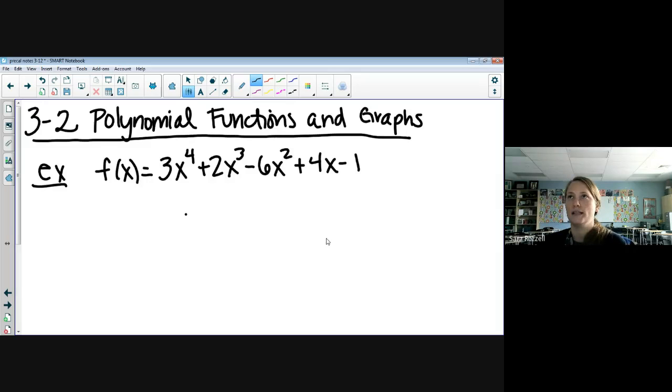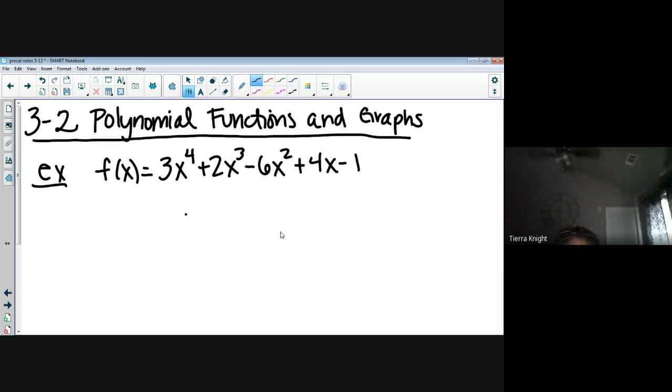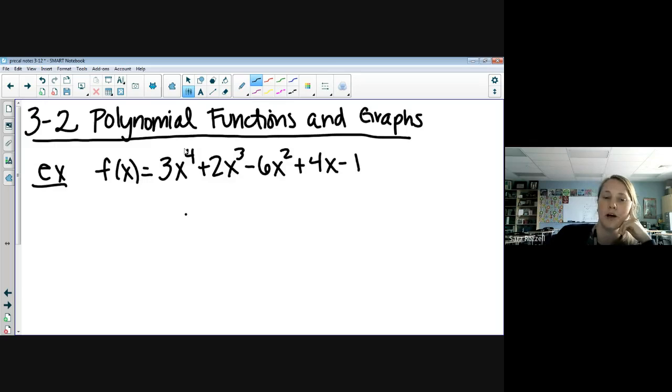All right. Does anybody remember what the degree would be of this particular polynomial? 4. It's a 4th degree polynomial. You identify the highest power. If it's written in standard form, which this is, the highest power is going to be the first term, but sometimes they're out of order and you've got to switch them. So for this particular polynomial, the degree is 4.